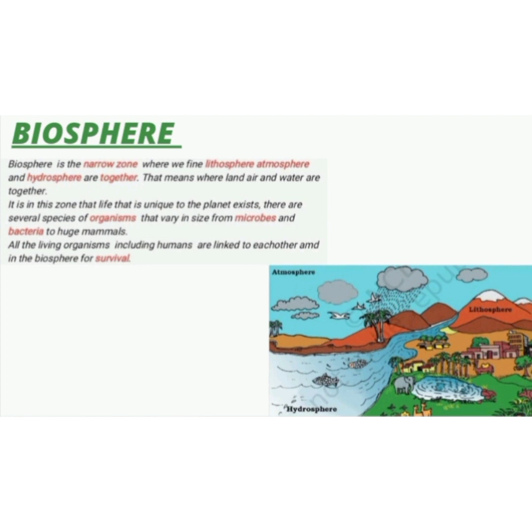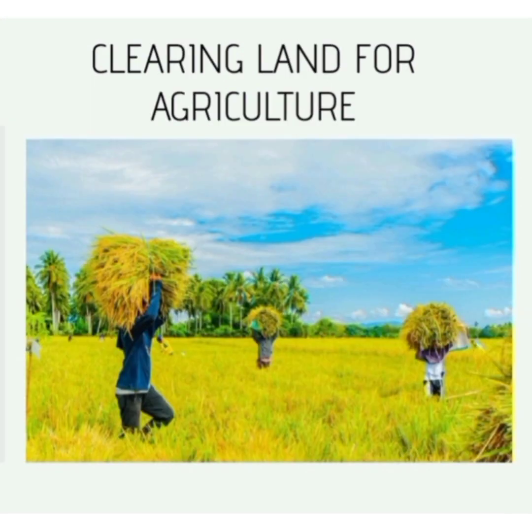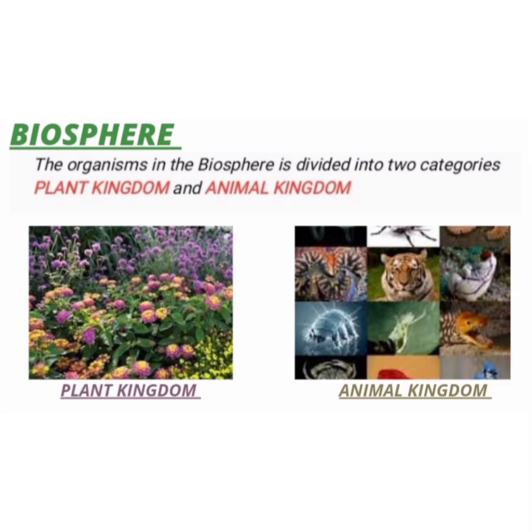How are they linked? For example, cutting of forest for fulfilling our needs of wood or clearing land for agriculture may lead to fast removal of soil from slopes. So this is how we all are connected and linked to each other for survival. Now the organisms in the biosphere may broadly be divided into plant kingdom and animal kingdom.